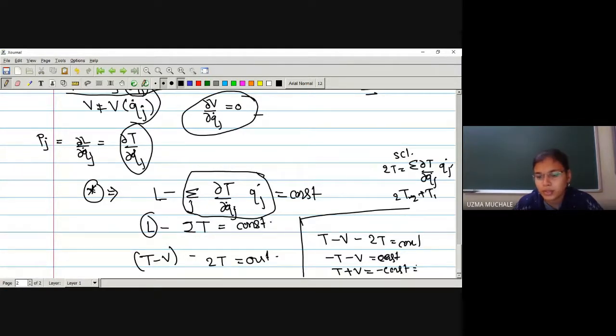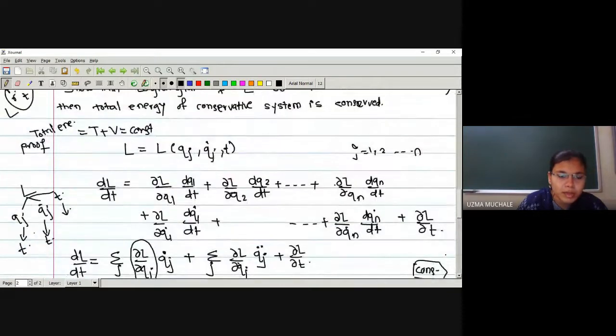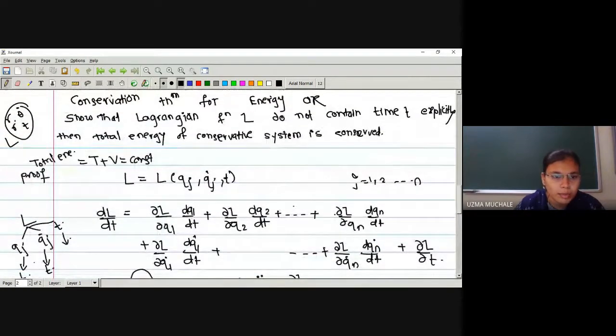The constant can be anything, right? It may be positive or negative. So we can say directly that T plus V is some constant number. What is T plus V? It is nothing but your total energy. So what is our aim to prove in this? We want to show that if the Lagrangian L does not contain time t explicitly, then the total energy of a conservative system is conserved. If there is no t in your Lagrangian, then T plus V will be constant, that is, the total energy will be equal to some constant number.